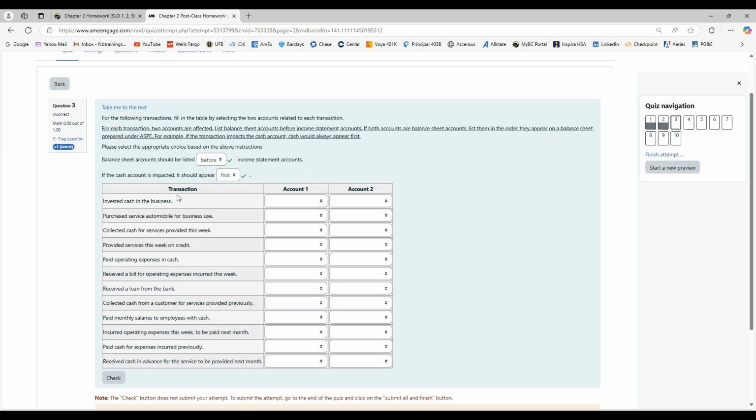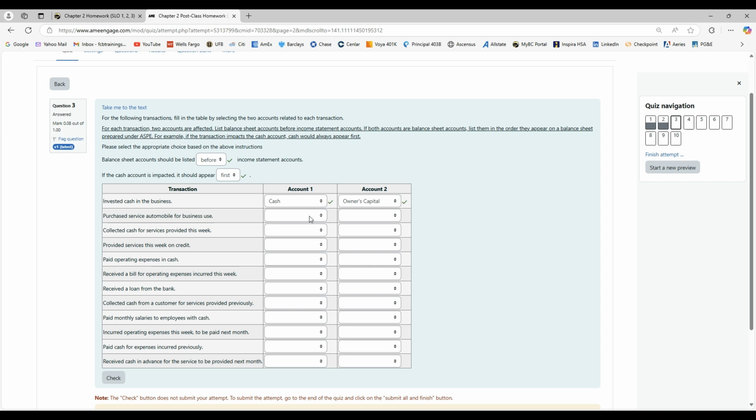Okay, so invested cash in the business. We have cash as an increase, and we have owner's equity, or let's use owner's capital here. I'm going to check myself just to make sure I'm doing this problem right.